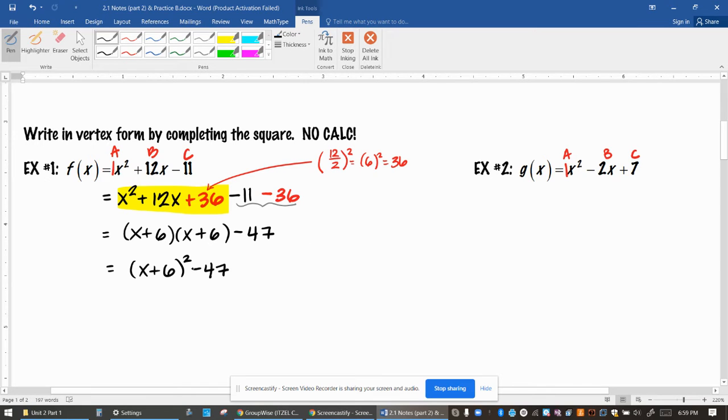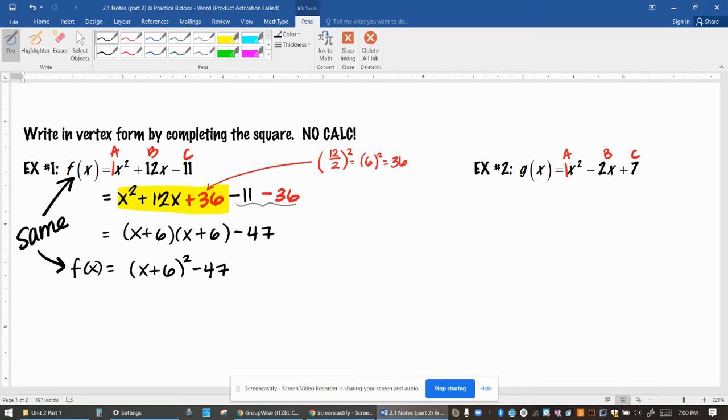This parabola in vertex form is the same exact parabola as the one in standard form, 1x squared plus 12x minus 11. You don't believe me? Put it in your calculator. Type the standard form, the one they gave you, x squared plus 12x minus 11, into your y1. Plug in the x plus 6 quantity squared minus 47 into your y2, and when you graph them, you'll see that they're the exact same parabola.